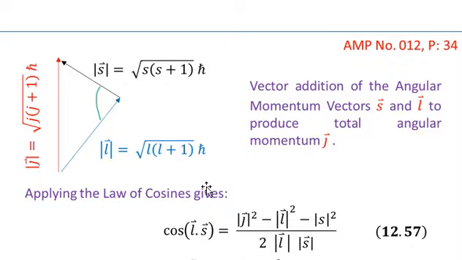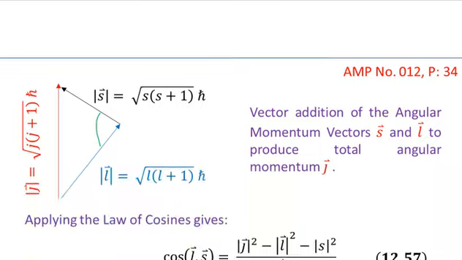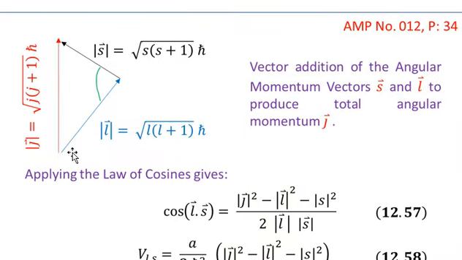Now you see that we are going to apply the law of cosines because we want to evaluate the value of cos of L dot S. We want to find out the value of this trigonometric function, cos of L dot S. For that we are going to use the law of cosines, which is shown in this figure.